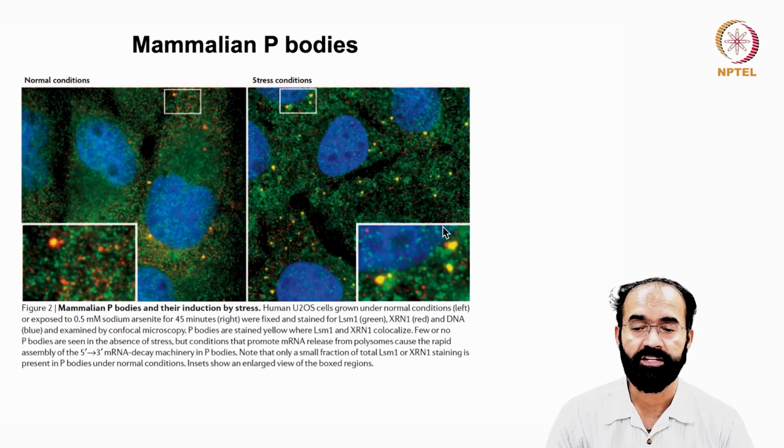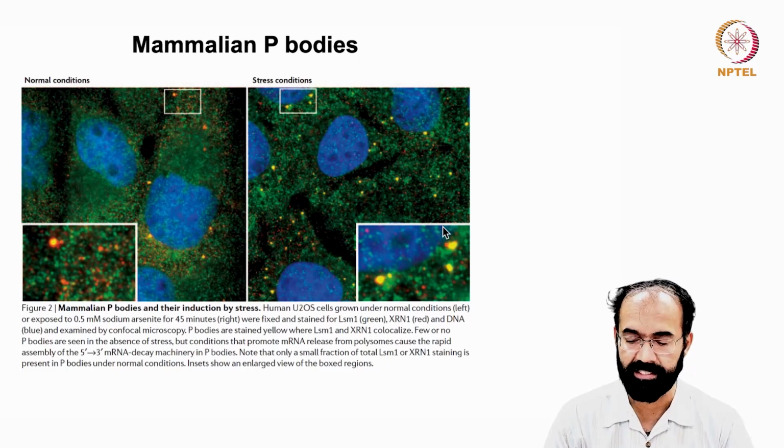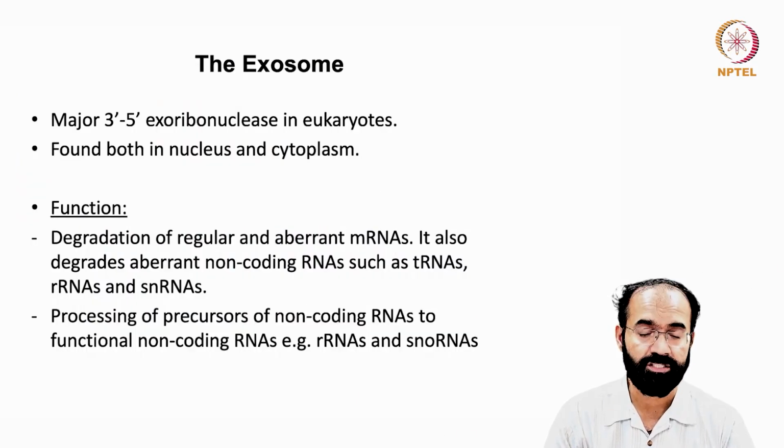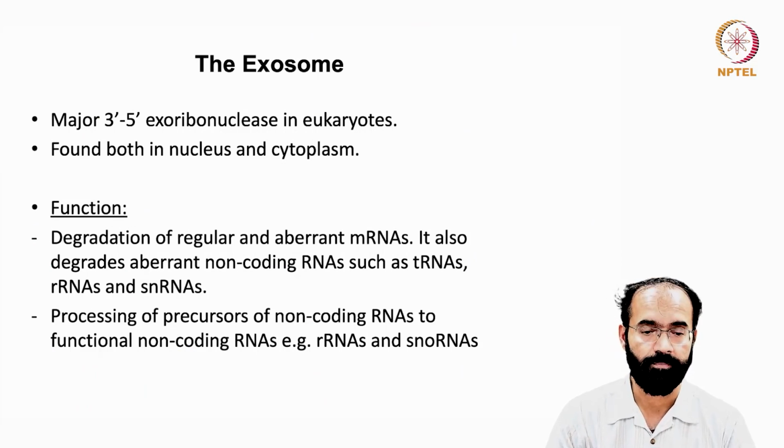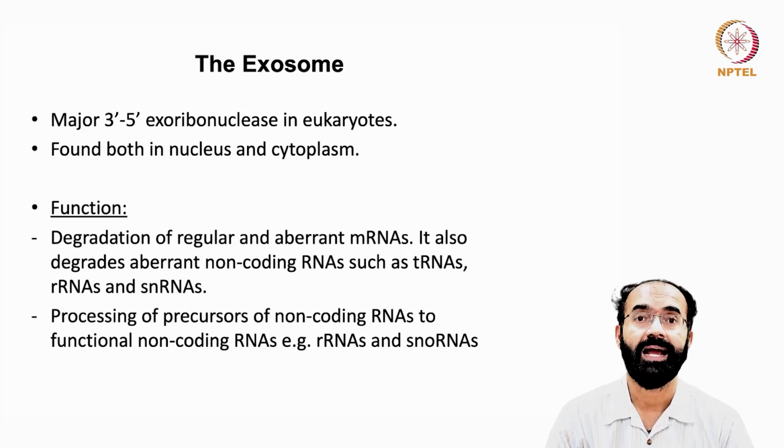Now let us see what the different molecules contributing to the degradation are. One example is exosomes, and we know exosomes are the major 3' to 5' exoribonuclease in the eukaryotes. Major means we have seen the major spliceosome, minor spliceosome. Major means that is the prevalent one. So here exosome mediated 3' to 5' exonuclease activity is the prevalent one, and it is found both in the nucleus and in the cytoplasm, because you need to degrade the RNA by exonucleolytic way both in the nucleus and the cytoplasm to function. So, the degradation of regular and aberrant mRNA.